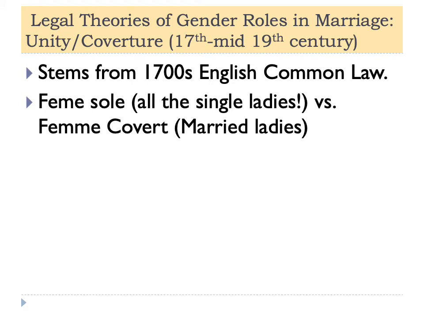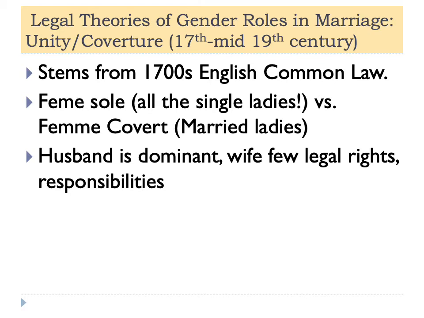So there were two kinds of women. One was known as femme sole, all the single ladies, and that means a woman who is single, unmarried, versus femme couverte, married ladies, or covered ladies. That is, they're covered by the institution of marriage.